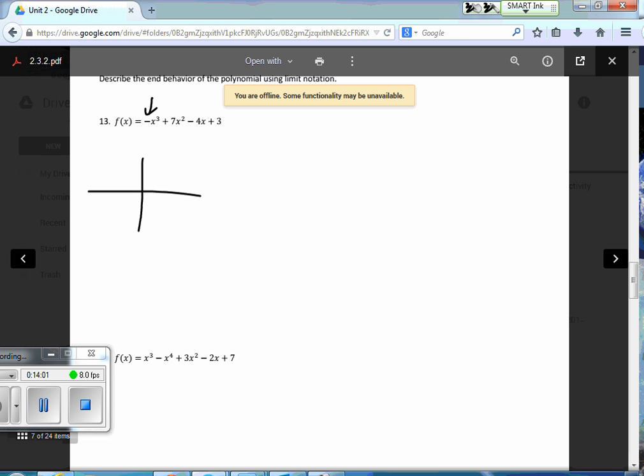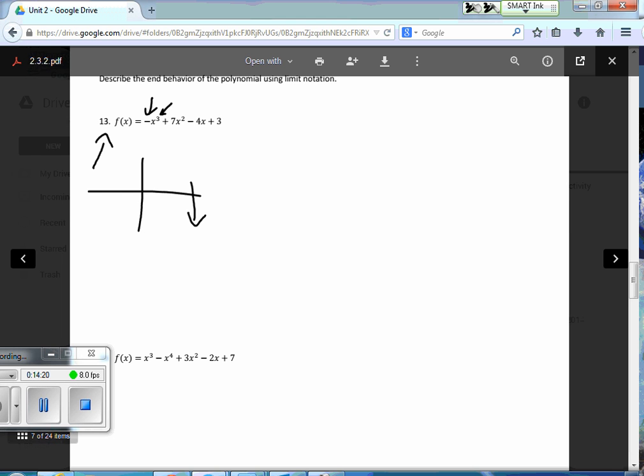Do you think I care that the right end is down? Yeah, because it's got that lead coefficient negative. Right end better be down. Now how about this? Since it's an odd degree, do you know about the left end then? Left end's got to be up.